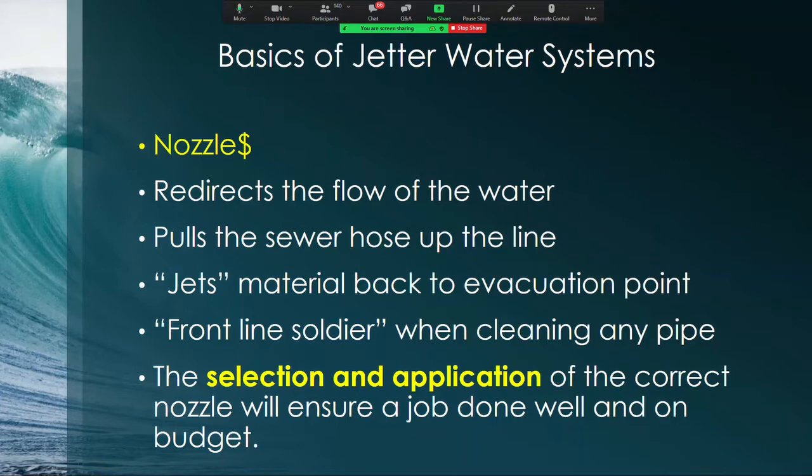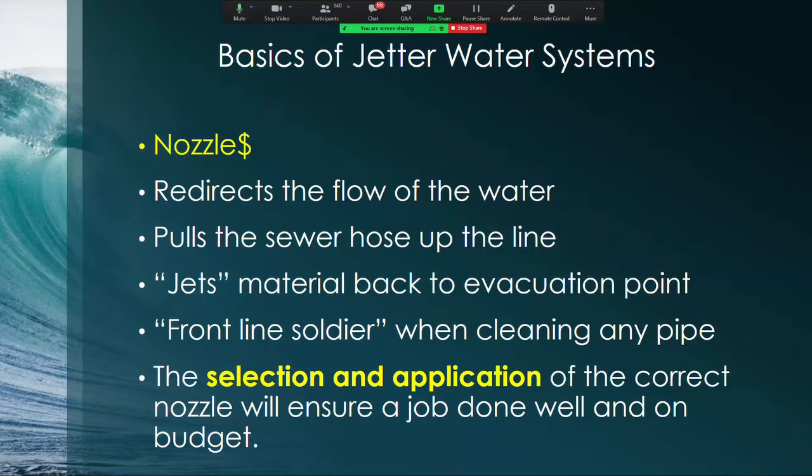What the nozzle does: up until this point the water's been leaving the jetter and traveling down the hose to the work zone, and now the nozzle will direct the water as needed, whether the jets are all in the back of the nozzle and set up to propel the nozzle, whether it's a rotary nozzle where some of the water will be used to spin and rotate the end, or whether it's a nozzle with forward jets and back jets for unclogging and opening up blocked lines. The nozzle pulls the sewer hose up the line, allowing the nozzle to get to where it's needed to do the job I need it to do.